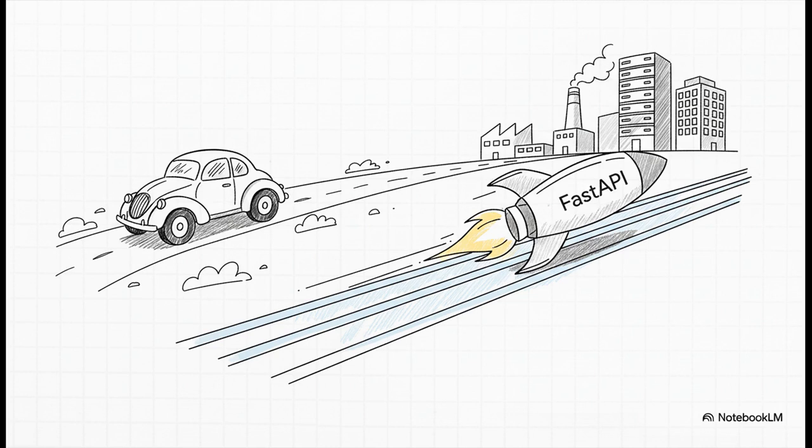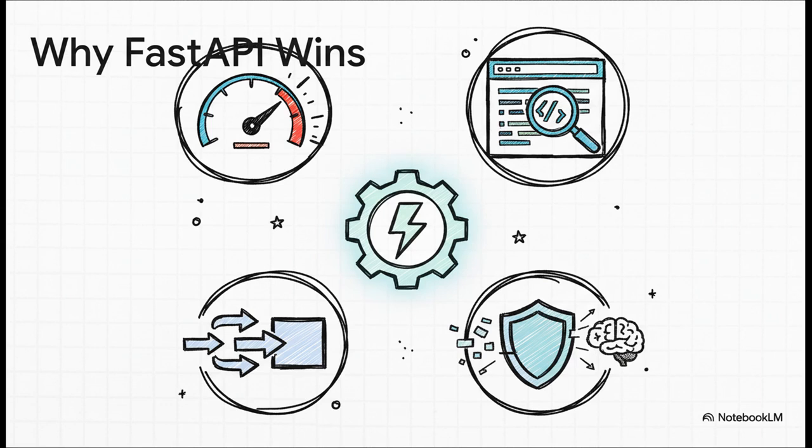It's that simple. High performance is a no-brainer, of course, but that automatic documentation is a total game changer. It literally creates an interactive web page where you can test your API right in the browser. Then you have asynchronous support, which means it can handle tons of requests at once without getting bogged down. And finally, that built-in data validation stops bad data from ever reaching your model in the first place. It is the complete package.